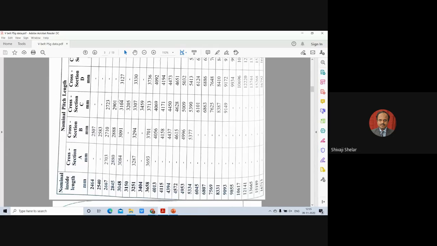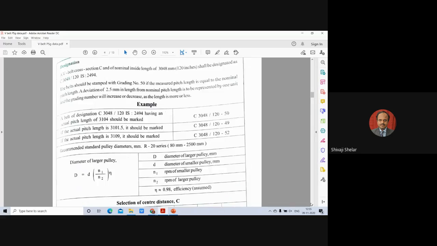Suppose the calculated value is greater than 3104 by 5 mm, then the rating will be 52, because 2.5 plus 2.5 becomes 2 ratings above. The standard rating is 50, so 50 plus 2. Then 3048 slash 52 will be the designation of the belt. This designation is also explained here. V belt cross section C having nominal inside length, which I took as 3048 millimeter, in terms of inches it is 120 inches. If you are using SI units, then it is 3048.